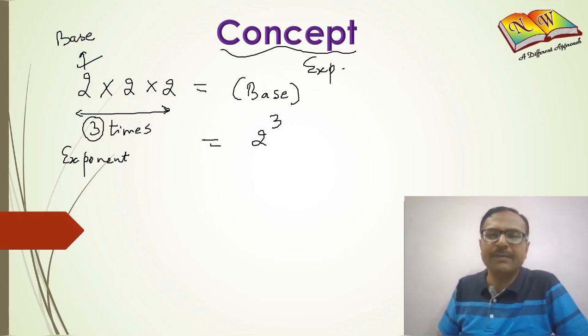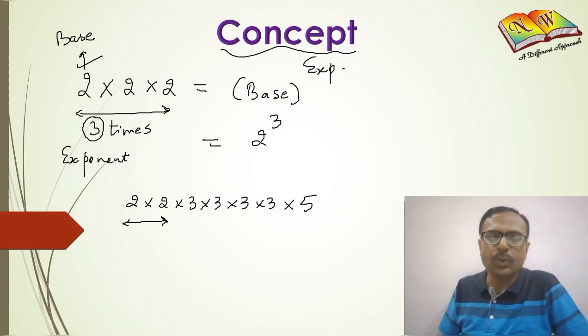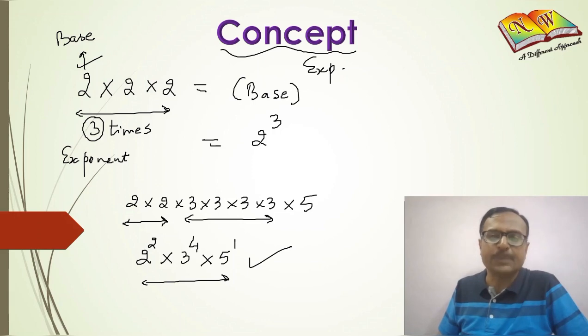Likewise, if you have 2 times 2 times 3 times 3 times 3 times 3 and times 5, you can see the number 2 is repeated 2 times. So we will write 2 raised to power 2. The number 3 is repeated 4 times, so we write 3 raised to power 4, and then 5 comes only once. So we write only 5, or we can write 5 raised to power 1. So this is how you express products as exponents.